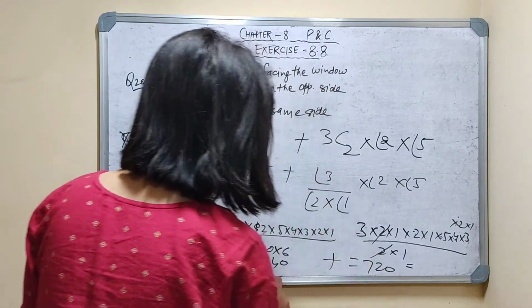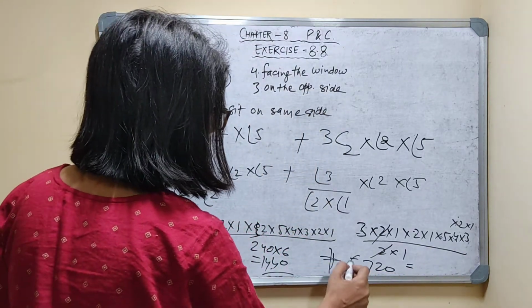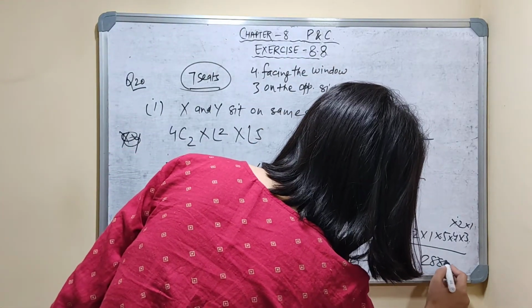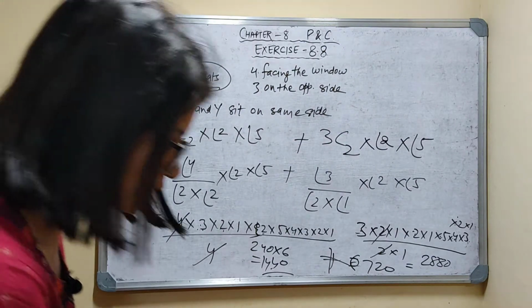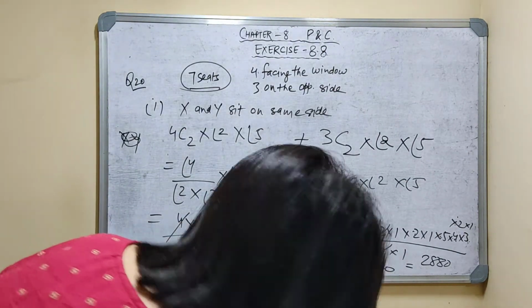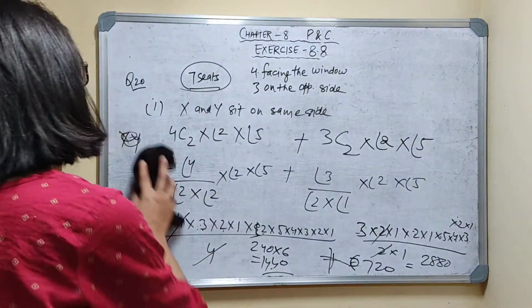So this is 720. So 1440 plus 720, you will get 2160. The answer is what? 2160 when X and Y sit on the same side. Is it clear? Now second part.